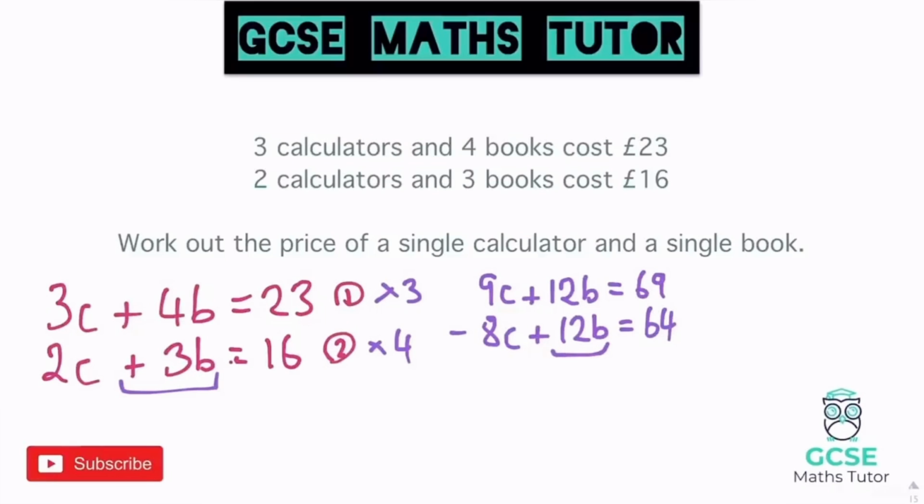So I'm going to do the bigger one on top, take away the smaller one on the bottom. So 9C, take away 8C, leaves us with 1C. And 69 take away 64 is 5. So straight away we get our answer there, C equals 5.